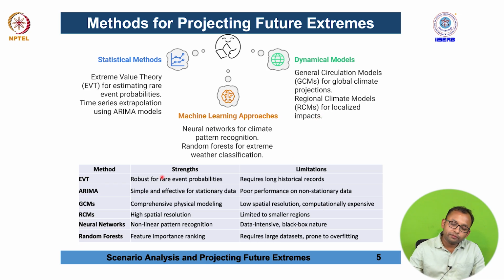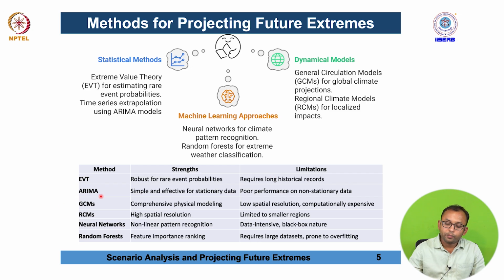So, this is one of the tables which can give you an idea of what kind of methods we can use for projecting future extremes in future scenarios. For example, extreme value theory, which is a frequency analysis method that can be applied to analyze robust or rare event probabilities. That sometimes requires long historical records. If we do not have that, it might create some uncertainties in the results.